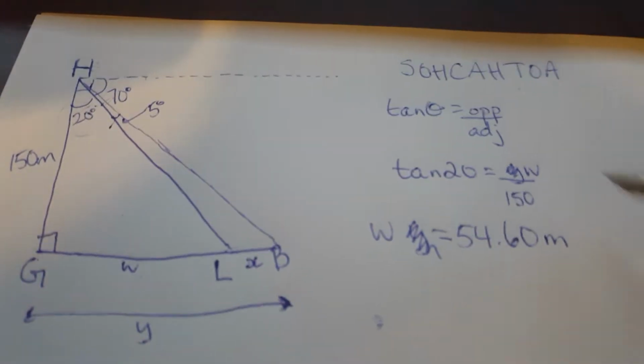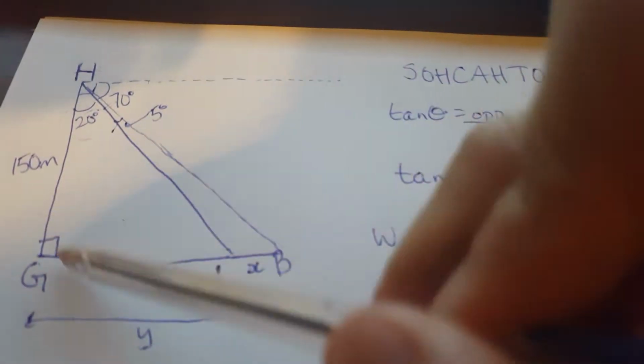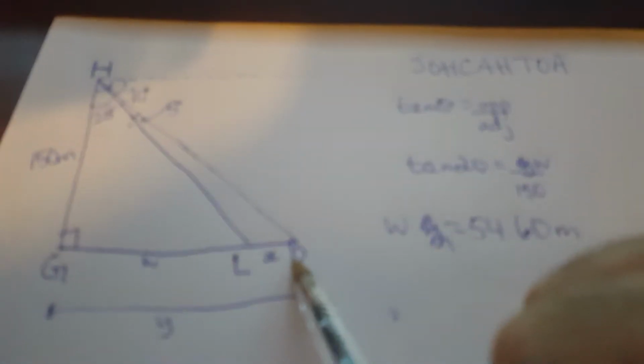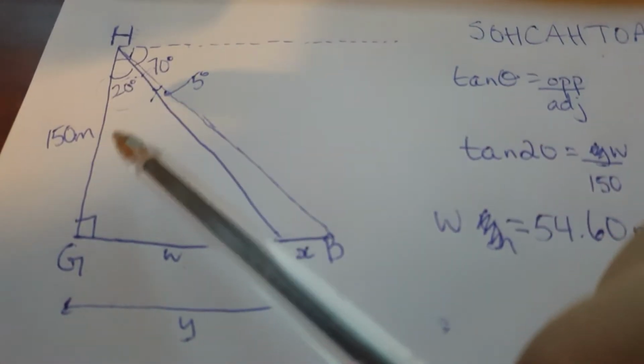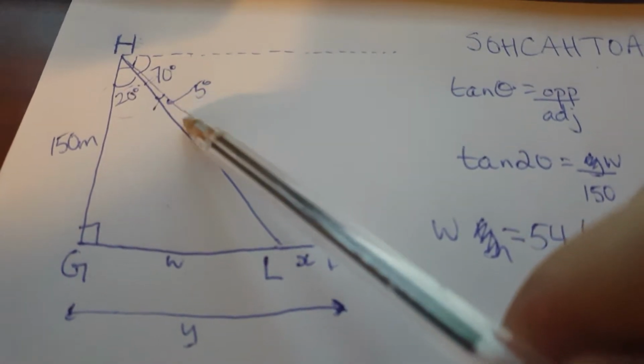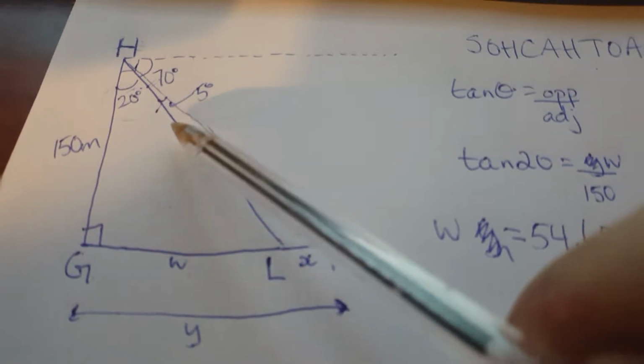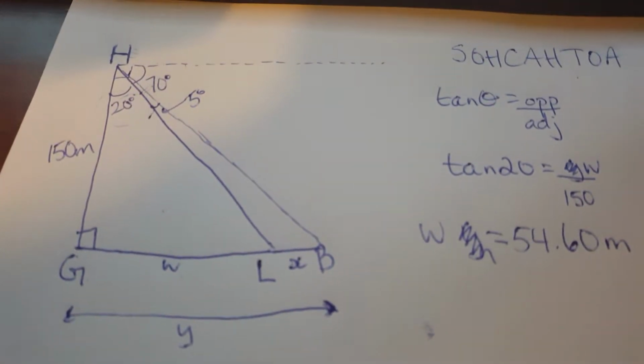All right, so now I want to get y. So now I'm going to get this entire piece, from G all the way to B. That means I need to look at this whole triangle. So remember that I've got 20 degrees plus the additional 5, right? Because it's 5 degrees wide, the beam there. So I've got 20 and 5. So 25 degrees is what I'm working with this time.